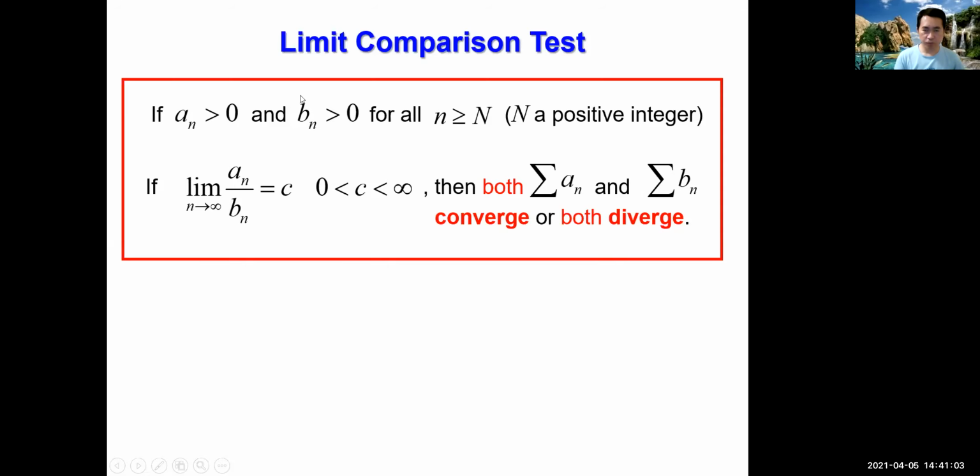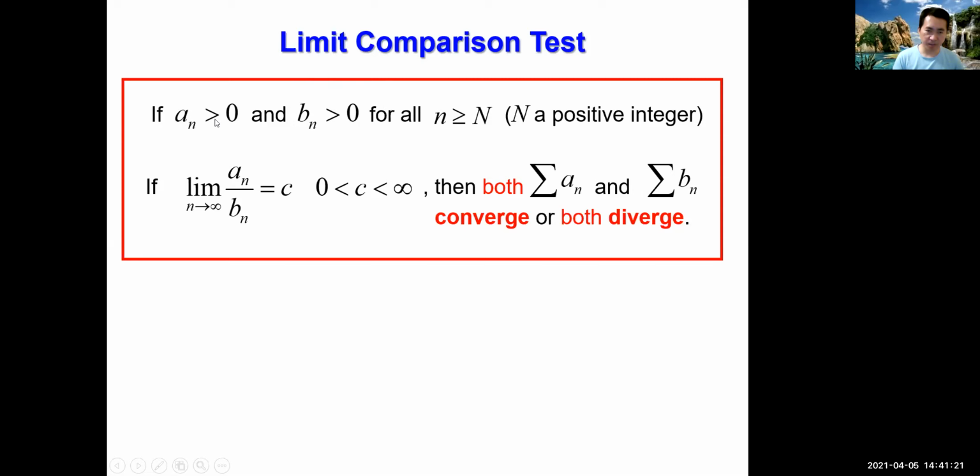This is 9.4, comparisons of series, part 2. Now, in this part, we're going to introduce a different type of test called the limit comparison test. So here's the formula for the test.